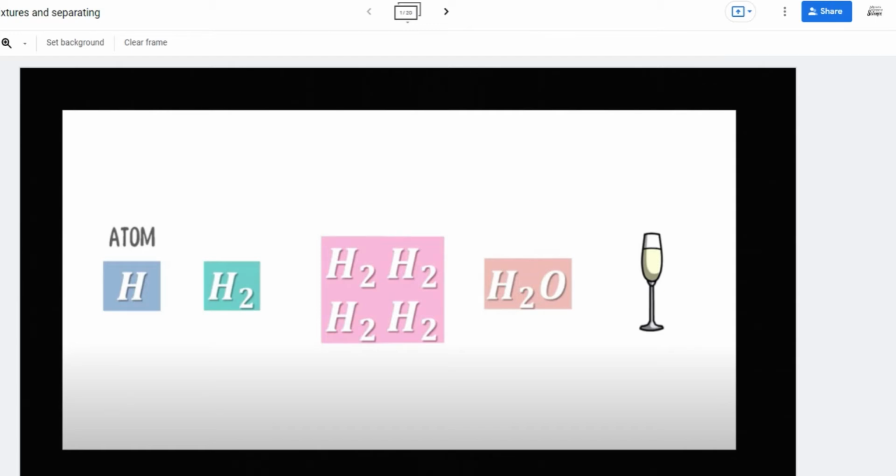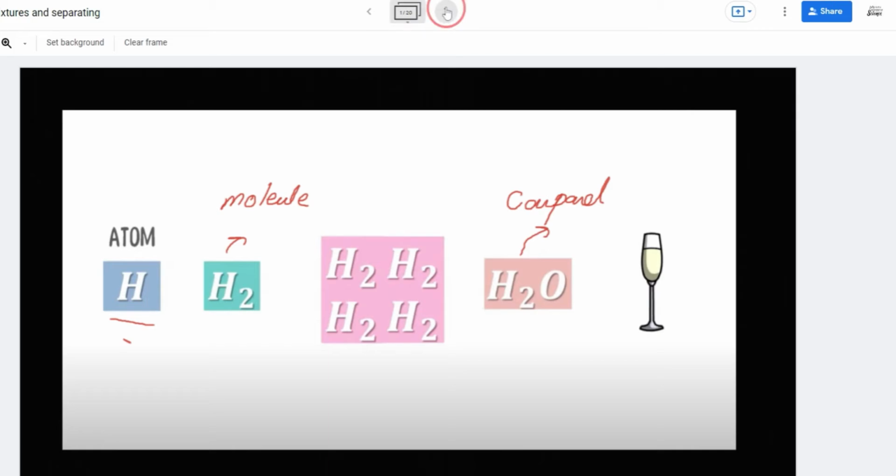Here, just a quick review. Atom is when we are talking about one atom individually. It's a molecule when similar atoms come together. And this is a compound when different atoms come together. Okay, so this was the case.